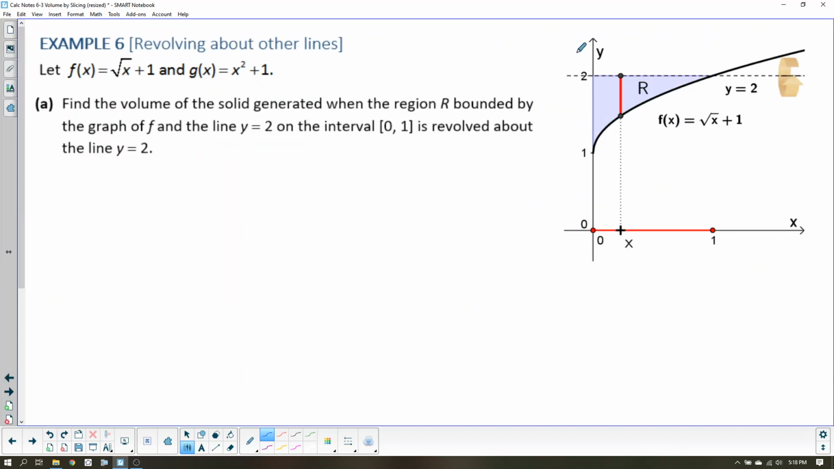So these are very common on the AP test where they give you a region, and oftentimes they don't even ask you to evaluate it. They just want you to set up the integral, not to evaluate it. Just set it up for a given scenario.